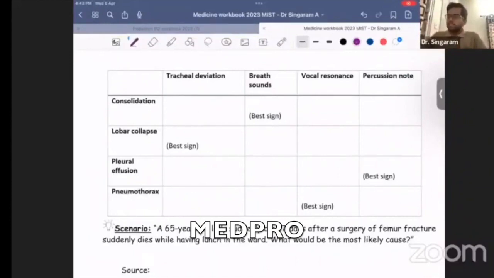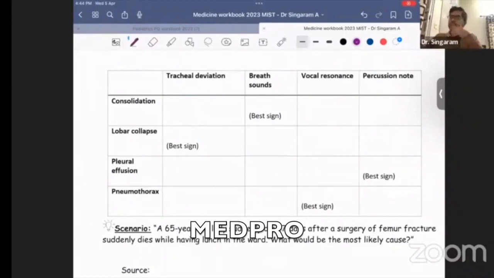And this is a common question which we ask the Indian graduates also. Whenever they present a respiratory system case, we ask for findings like this, and we ask, when you have a combination of these findings, what will be your diagnosis? This is the same thing. You can see that I am discussing tracheal deviation, breath sounds, vocal resonance, percussion note, all those things.